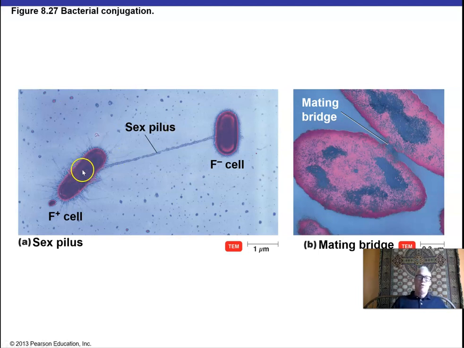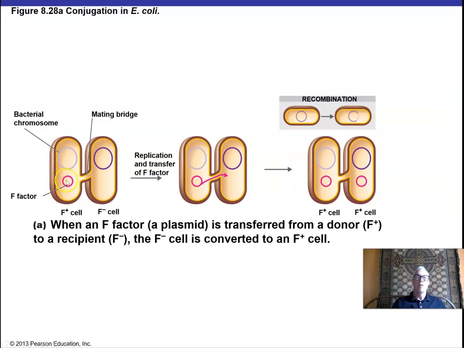Some bacteria have genes that allow them to create a pilus, which is like a hollow tube connecting it with another bacterial cell. When a bacterium has the capability to make a pilus, has the appropriate genes, it's called an F plus cell. And here's a naive cell that doesn't have the ability to make a pilus. It's called an F minus cell. But now genetic material can be transferred through the pilus.